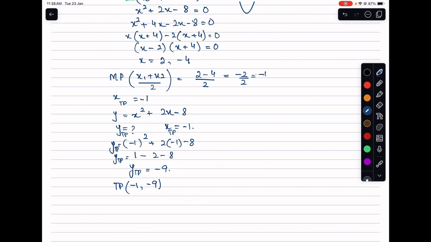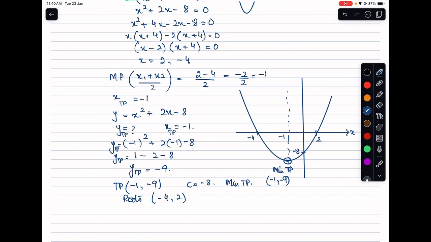The y-intercept of the equation, let's call it c, is negative 8. I know that it's a minimum natured curve. It has a minimum turning point, and I know the roots of the equation. The roots are the x coordinates that we just found. They were negative 4 and 2. So with this information, very easily I can sketch the curve, and I can say that this is my x-axis here.